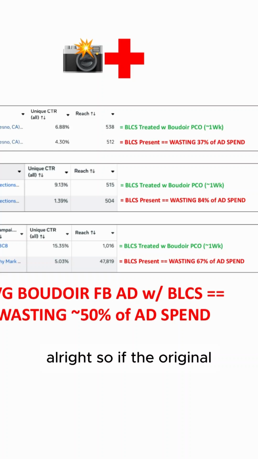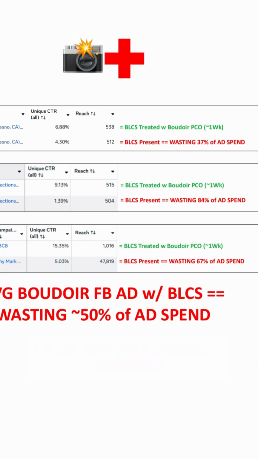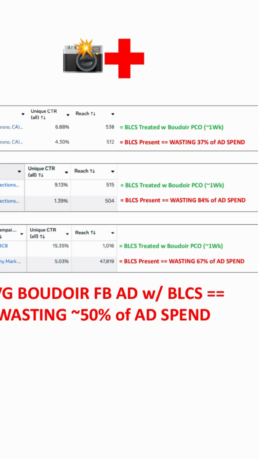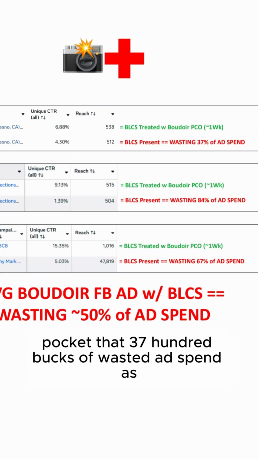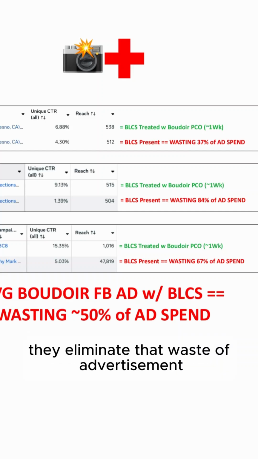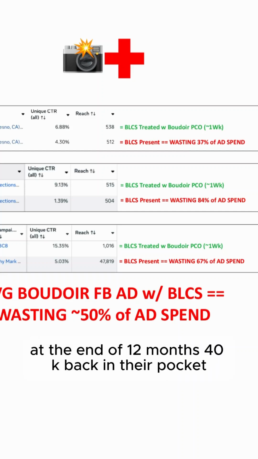All right, so if they're spending 10 grand a month on the original Boudoir Facebook ad, now they only need to spend $6,300 a month on the Boudoir Pico treated Facebook ad. So they can pocket that $3,700 of wasted ad spend and keep it in their pocket. They eliminate that wasted ad spend, keep it as kind of a phantom bonus. It's basically like a 40K bonus at the end of 12 months. 40K back in their pocket.